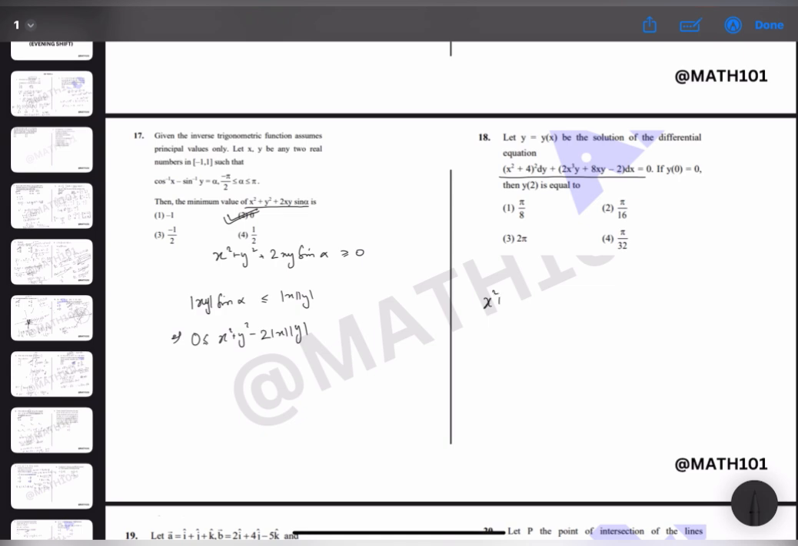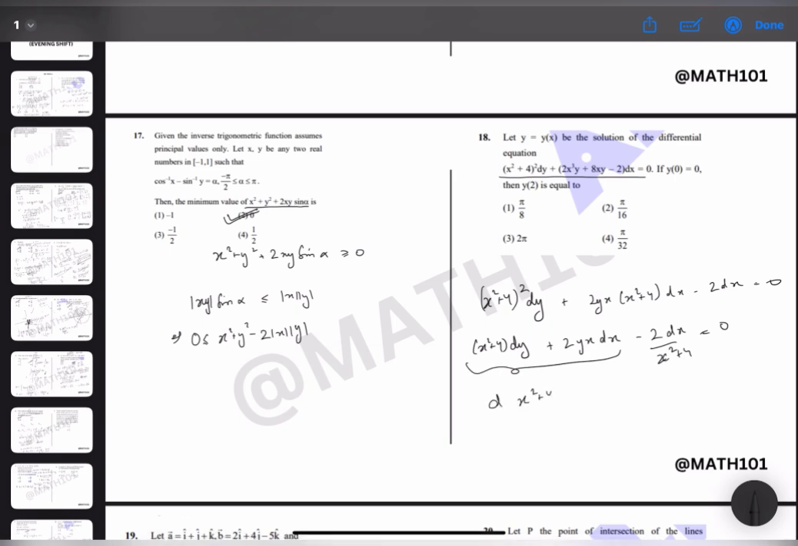We have (x square plus 4) dy plus 2x into (x square plus 4) dx minus 2 dx. So dividing by x square plus 4, we get (x square plus 4) dy plus 2yx dx, minus 2 dx upon (x square plus 4), equals 0. Now this thing becomes d of (x square plus 4) times y.